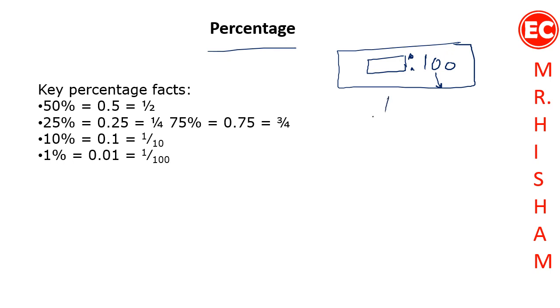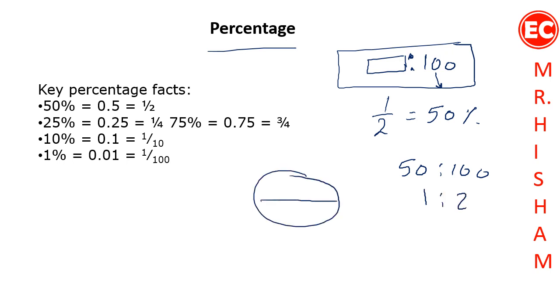For example, instead of writing half, you can write it as 50%, as 50 to 100 is the same as the ratio of 1 to 2. If you have a pie and you divide it into 4 equal parts, this part you can say is 1 over 4, or you can consider this part as 25%. So the simple definition of percentage is another form of the fraction or a ratio. Its second term is 100.